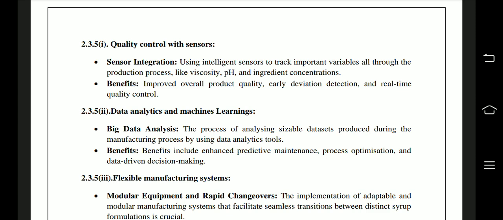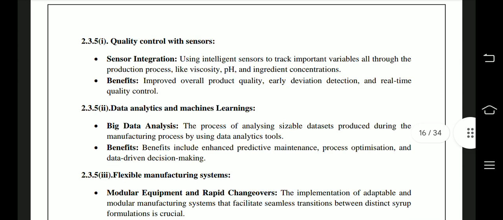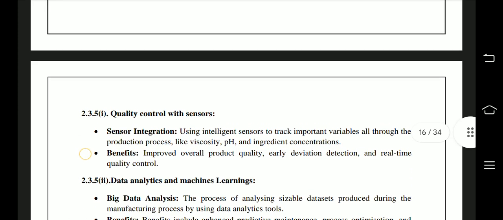Quality control with sensor integration: using intelligent sensors to track important variables all through the production process, like viscosity, pH, and ingredient concentrations. Benefits: improved overall product quality, early deviation detection, and real time quality control.